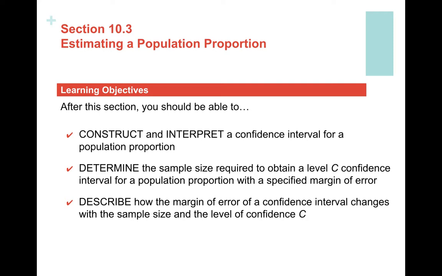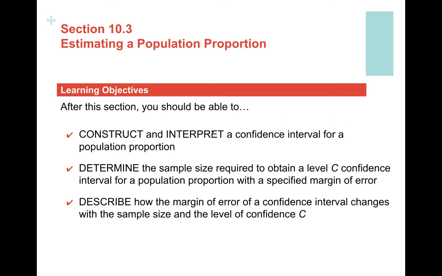So there's three things you're going to be able to do. You're going to be able to construct and interpret in context, and this goes back to 10.1, a confidence interval for a population proportion P. You're also going to be able to determine the sample size N, which is just straight up algebra 1 stuff. You're just going to rearrange the formula for margin of error and basically just solve it for N, which you've already done plenty of times in 10.1 and 10.2. You're also going to describe how the margin of error of a confidence interval changes with the sample size and the level of confidence, capital C.